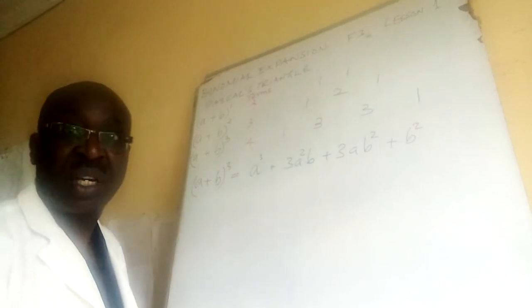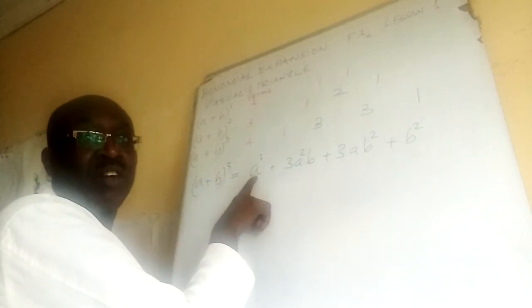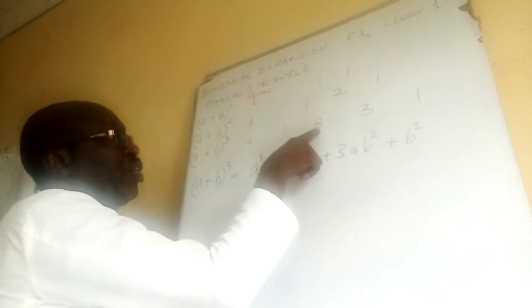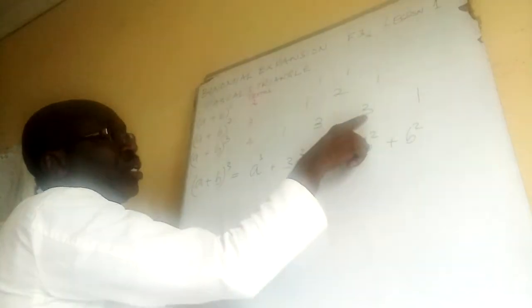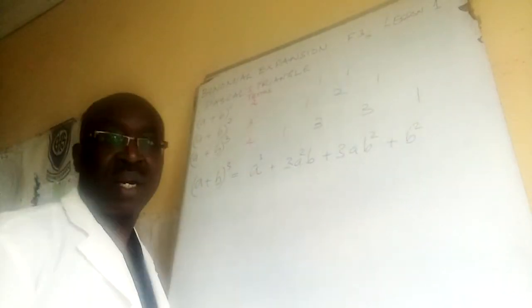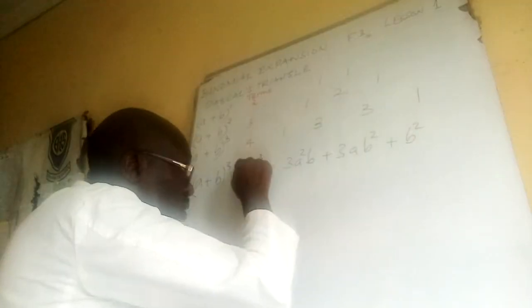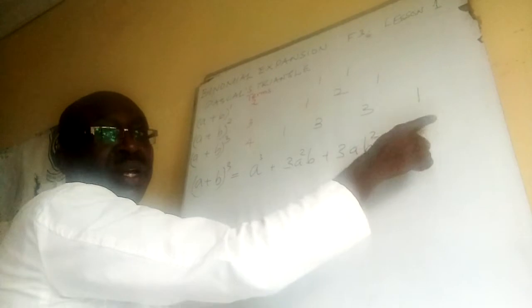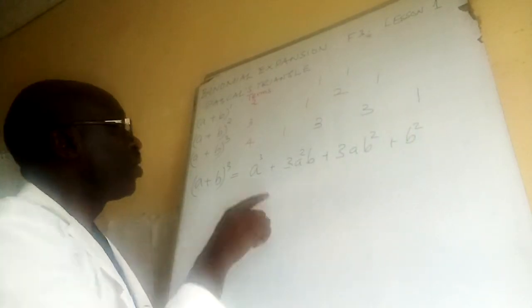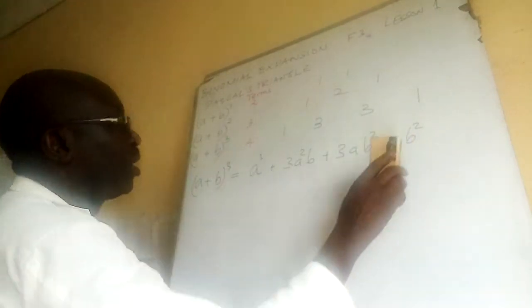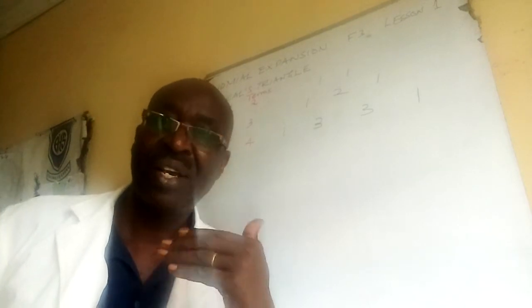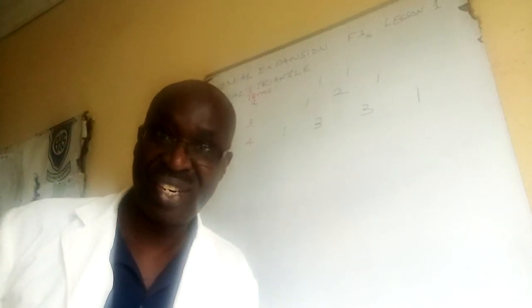So, what is the coefficient of the first term? 1. Second term, 3. Third term, 3. Last term, 1. How many terms in total? 1, 2, 3, 4. So 4 terms. Now, that is what our mind can do first. And even in exam, you can do it.